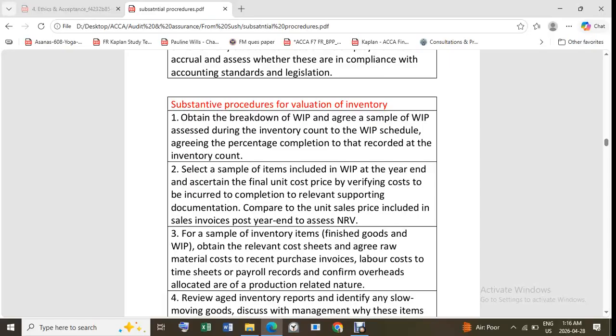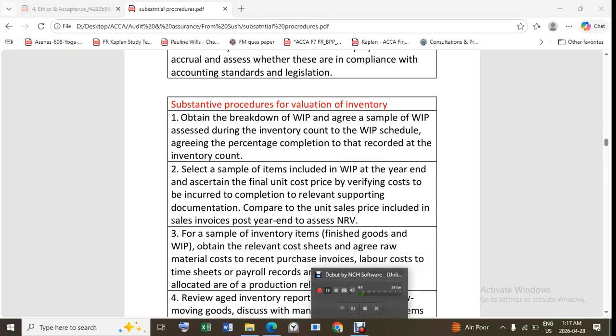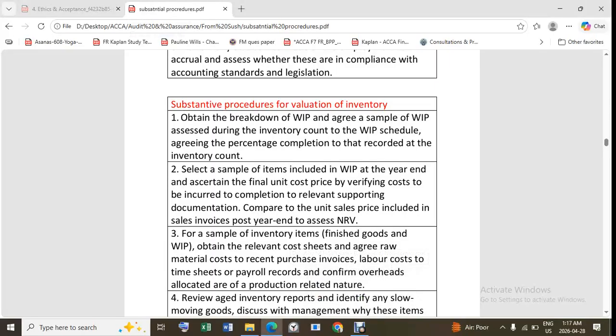Obtain breakdown of WIP, work in progress, and agree a sample of WIP assessed during the inventory count to the WIP schedule, agreeing the percentage completion to that recorded to the schedule. As well as on inventory, accounting standard IAS 2 is applicable. So we have to check whether it is as per IAS 2 or not.